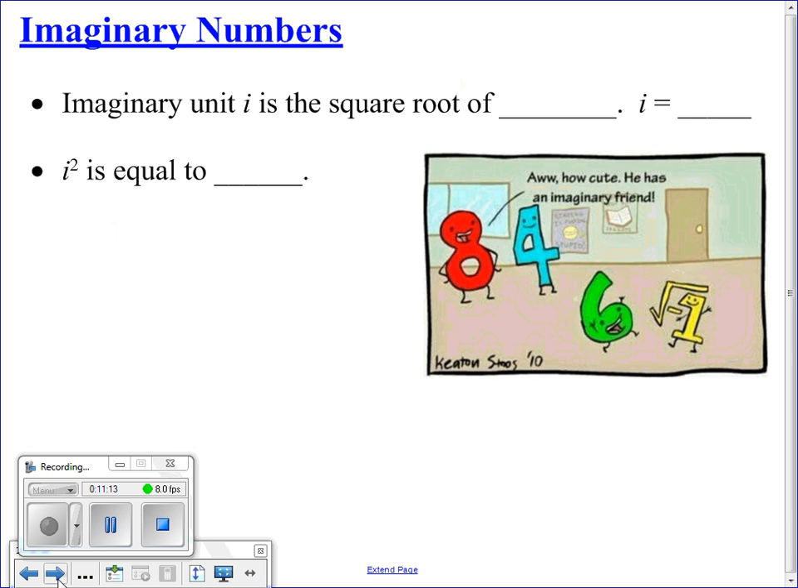All right, so the imaginary unit i is the square root of -1. So in other words, i equals radical -1. Up till now, if I had asked you what's the square root of, let's say, -4, could you have told me? Some people say it's 2, and other people will say it's -2.